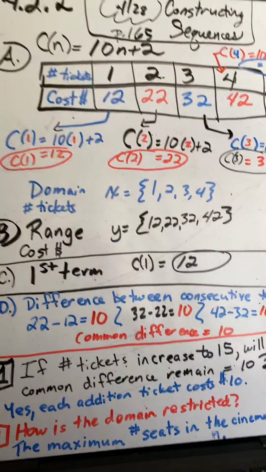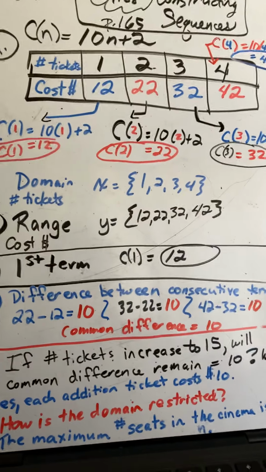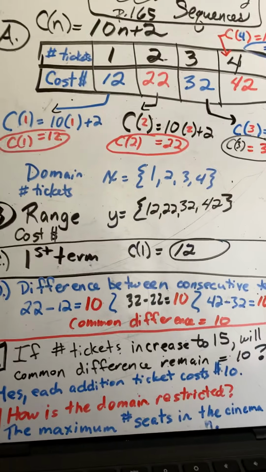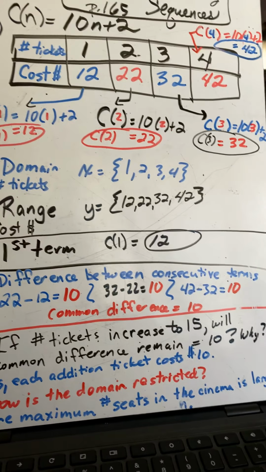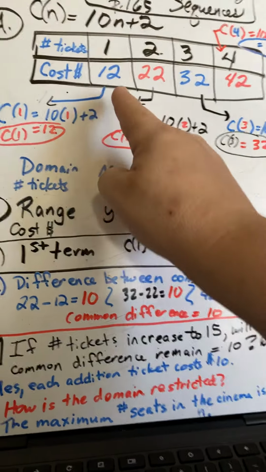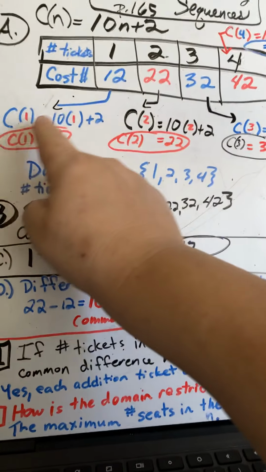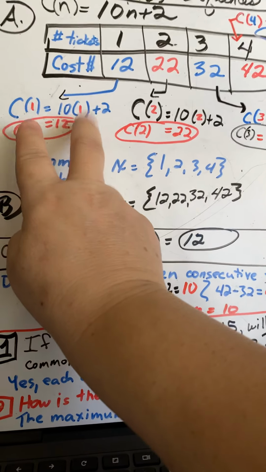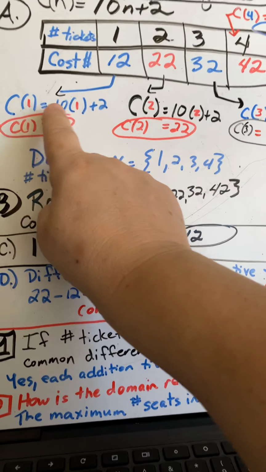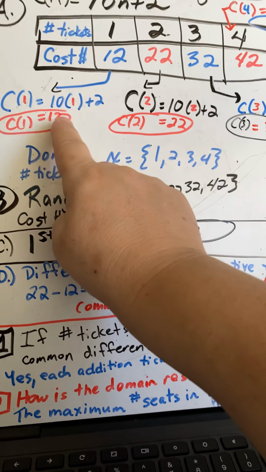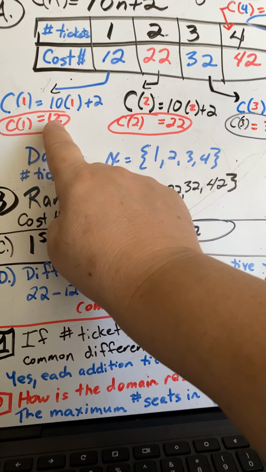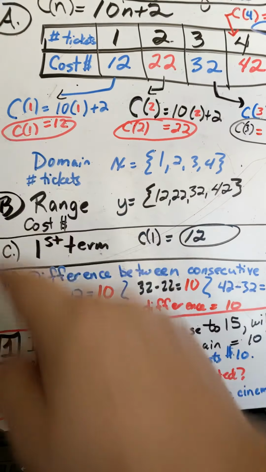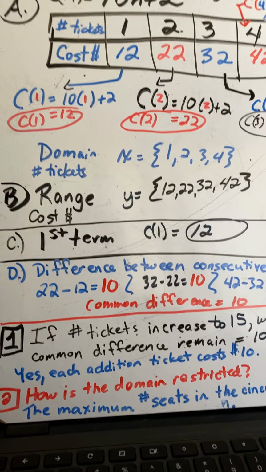The cost of two tickets is $22. I'll show you where that comes from in a minute. 3 tickets will be $32, and 4 tickets will be $42. Where did that 12 come from? I'm substituting in the 1. This is the cost of one ticket. 10 times 1 is 10, plus 2 is 12. 10 y 2 son 12 por una ticket to una película.